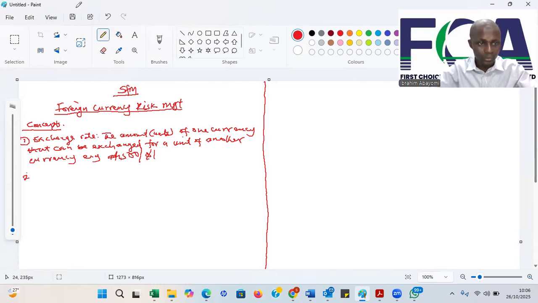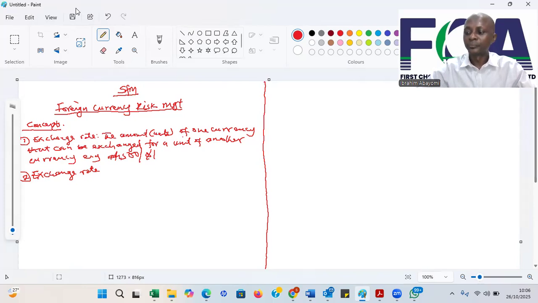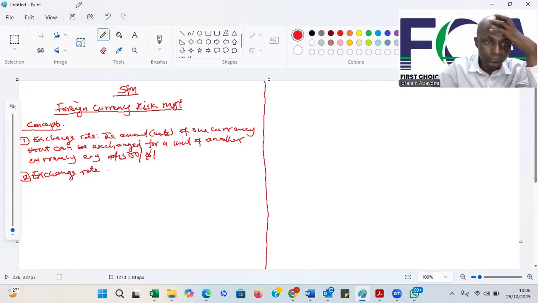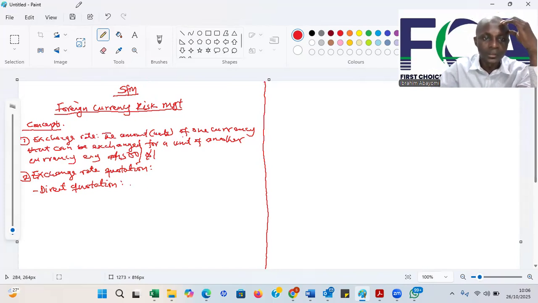All right. Two, exchange rate quotation. Now, exchange rate can be quoted in two ways. We have the direct quotation. And when we say direct quotation, what do we mean?